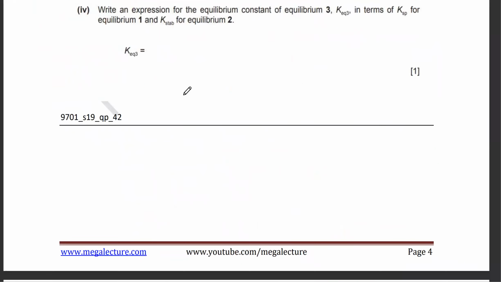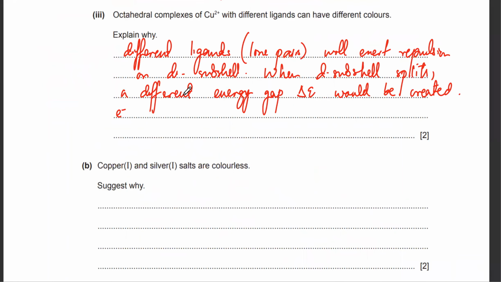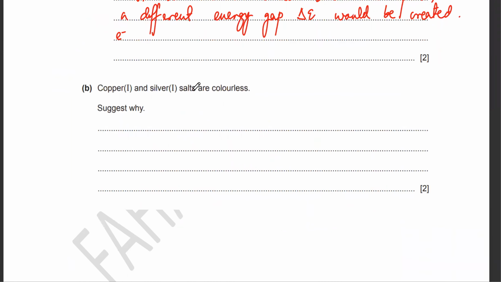So then the next one, let's go back to the question. Copper 1 and silver 1 salts are colorless. Why is that? Now in the case of copper 1, the d is completely full. If you write the whole electronic configuration, it comes out to be 3d10 and 4s1, right? So the d is full. So the first thing is you're going to talk about d being completely full. And if it's full, then no transition can happen.